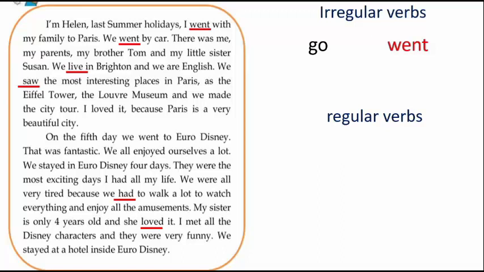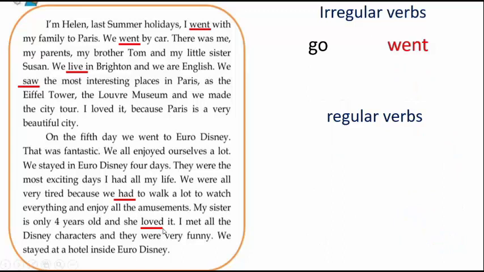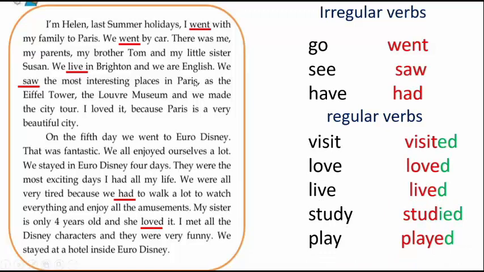After they finish, I'm going to take the answers and check if they get the infinitive form or not. So I'm going to take each verb. Yes, the infinitive form is see. Next one, had. Yes, have. Next one, loved. Yes, love. So after that, I'm going to write down the answers here. Go, went. I will ask them to repeat after me. Go, went. See, saw. Have, had. Visit, visited. Love, loved. Live, lived.